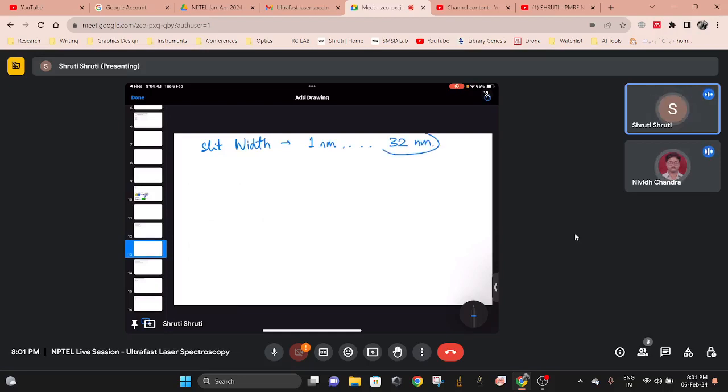But to keep a good spectrum, it will not be a good idea to keep the slit width to the minimum so that the resolution will be maximum. Yes, the resolution will be maximum, but there will be very few photons. If the slit width is 1 nanometer, the noise will increase. So you can keep slit width 1 nanometer only if your sample is highly emissive.